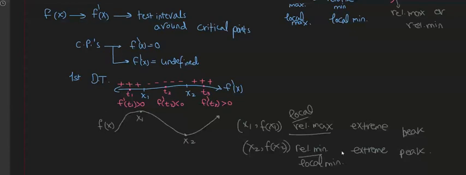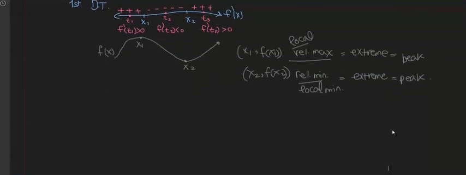Okay, which means that there is an extreme or there is a peak. So this is an equivalent formula. So we know now the increasing interval, the decreasing interval, and the maximum and minimum peak if it exists.